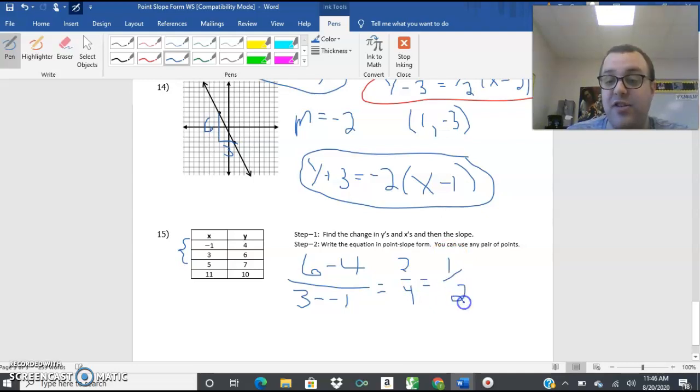And then I go ahead and just plug in one of these points. So in this case, I'll pick this first one. So we'll have y minus 4 equals 1/2 times x plus 1. And there we go.